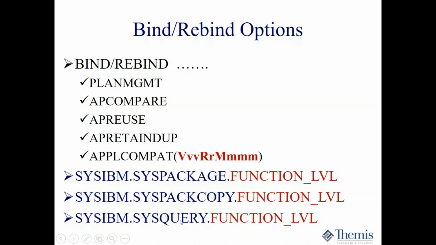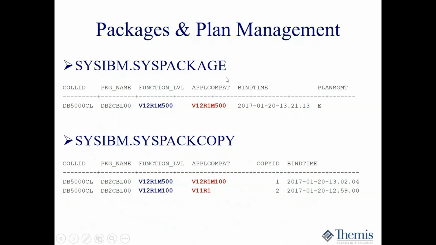If you're binding queries, in the SYSQUERY catalog table, it'll tell you the function level that query was bound under. So you can go out there and see what level they're executing under. I had a package running under version 11 R1. That's the original. Then I did a rebind for modification 100, and then the current rebind is at 500. And this is running in my 504 activated subsystem. But that's the level I'm comfortable with right now for that current program package.